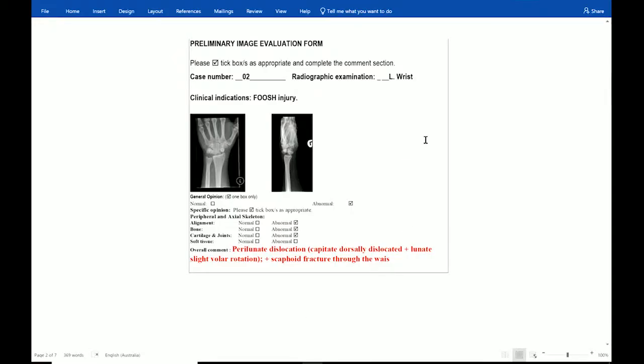So for our feedback, it's abnormal. The alignment, the bone and the joint is abnormal. So your overall comment is that there is a perilunate dislocation because the lunate is still in contact with the radius, and then there's a scaphoid fracture through the waist.